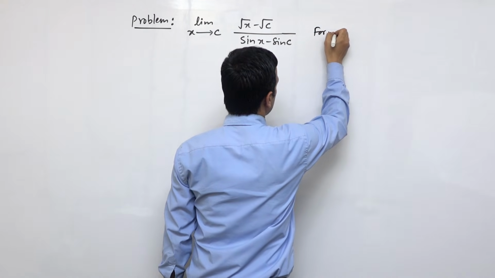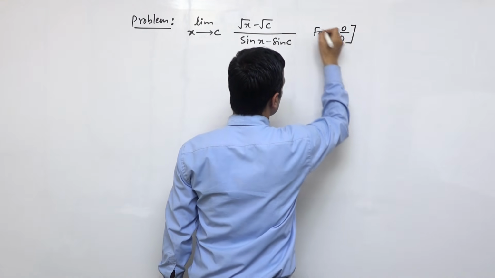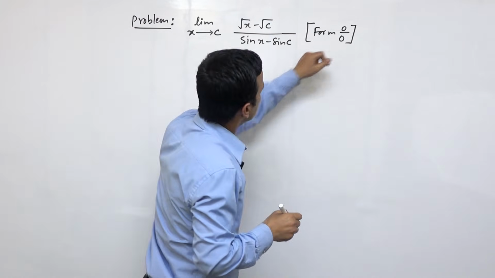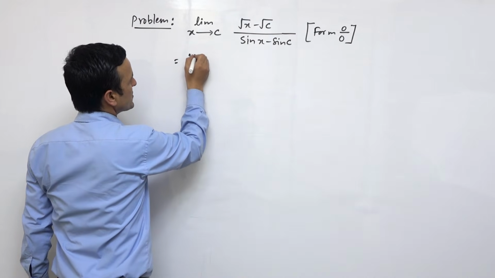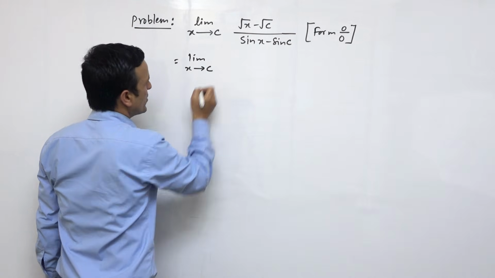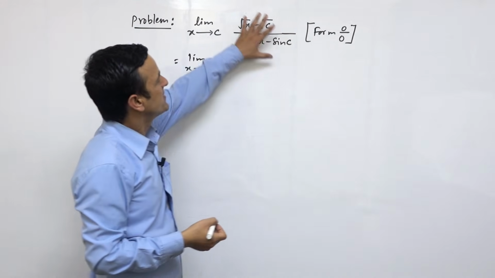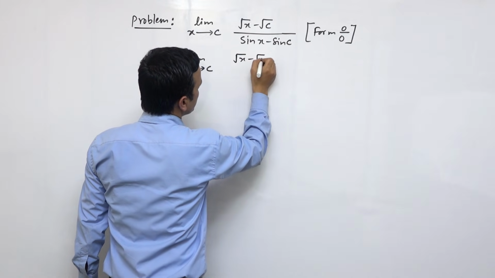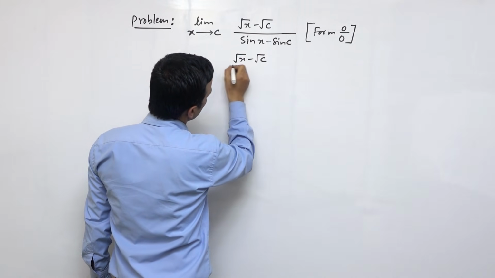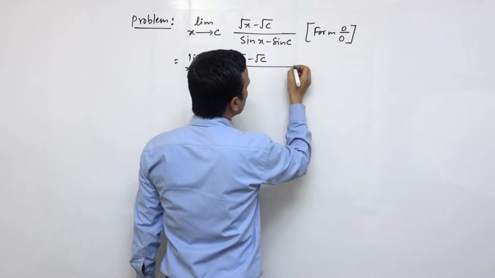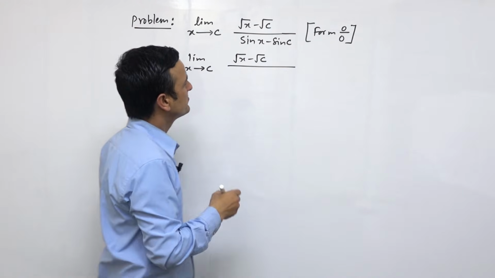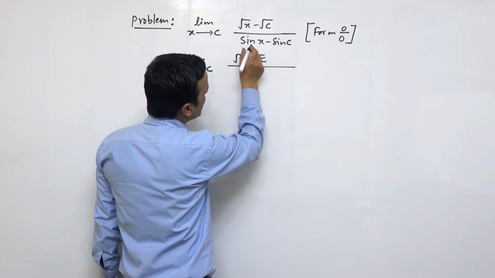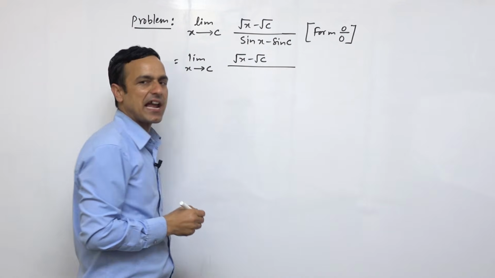So as a whole we get form 0 by 0, which is an indeterminate form. To solve this indeterminate form, we can simplify this term using different rules. So here is root x minus root c, and we can take out the conjugate of this term, root x minus root c, and here is sin c minus sin d.